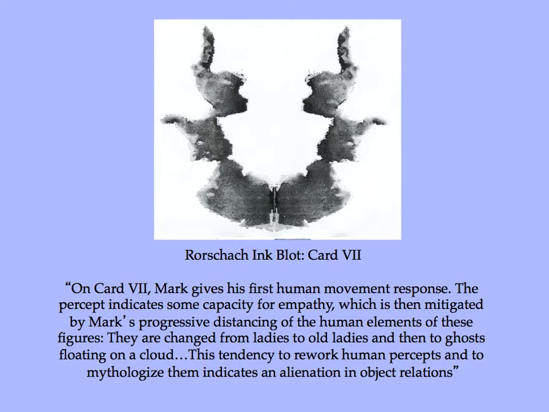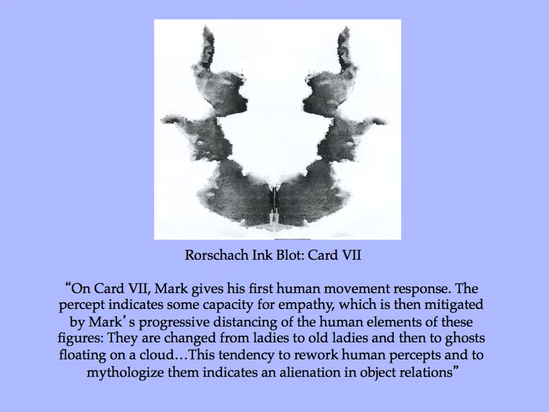And again, the Rorschach does have a manual that on this card says, Mark gives his first human movement response. The percept indicates some capacity for empathy, which is then mitigated by Mark's progressive distancing of the human elements of these figures. They are changed from ladies to old ladies and then to ghosts floating on a cloud. This tendency to rework human percepts and to mythologize them indicates an alienation in object relations. I'm going to step back from this and say this is what the Rorschach does, and they are using projection. This is not the Oaklander approach, right?